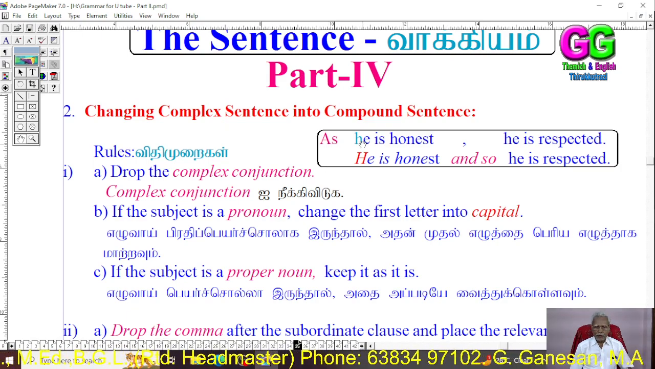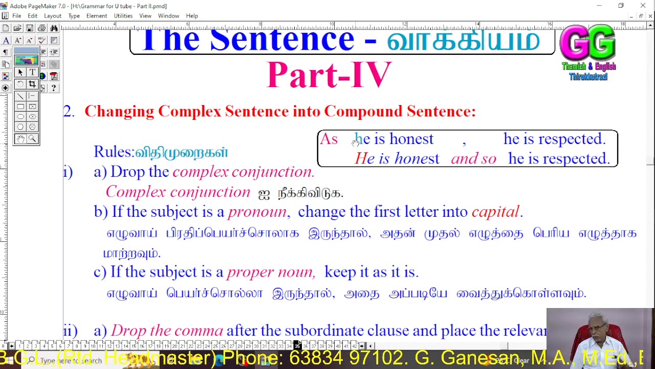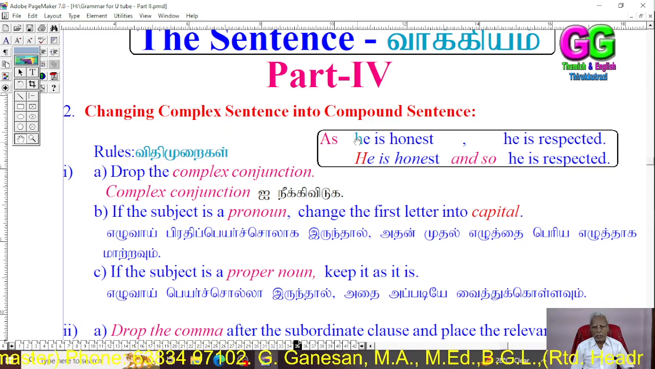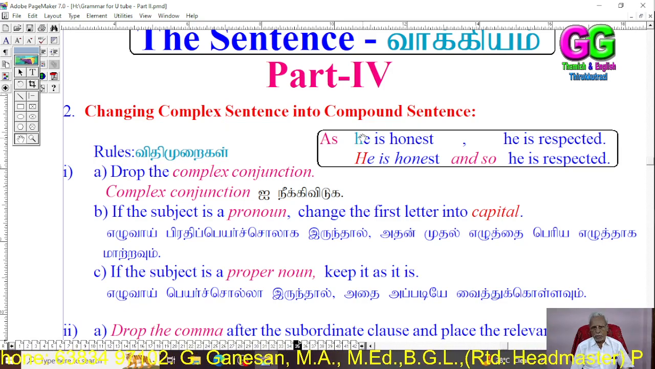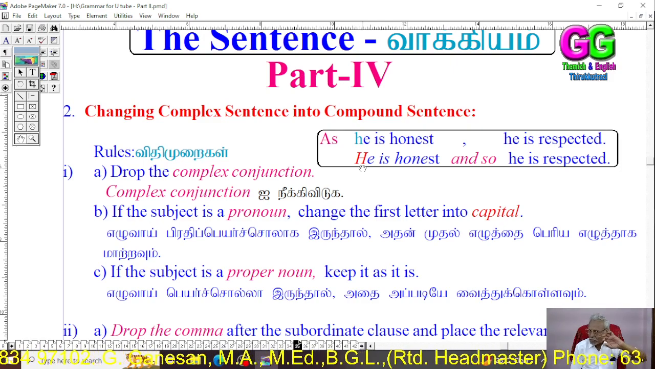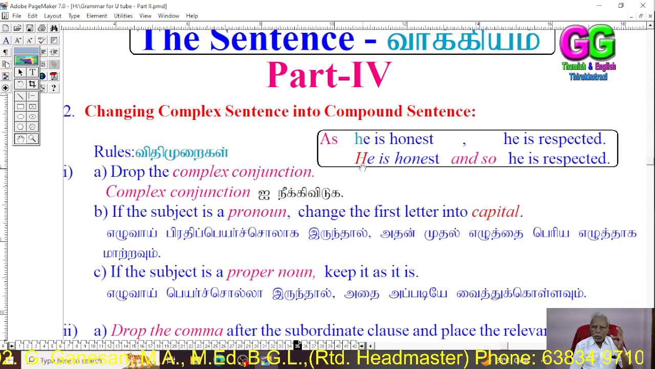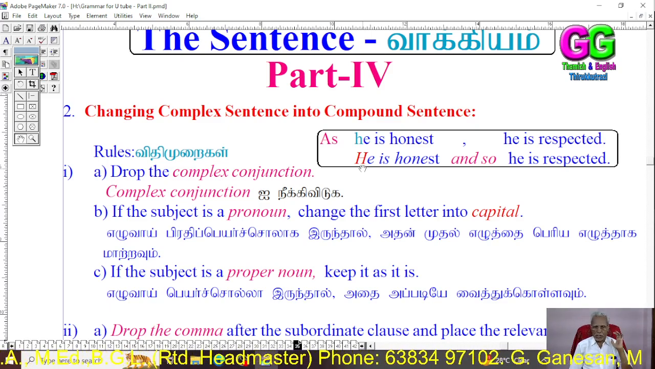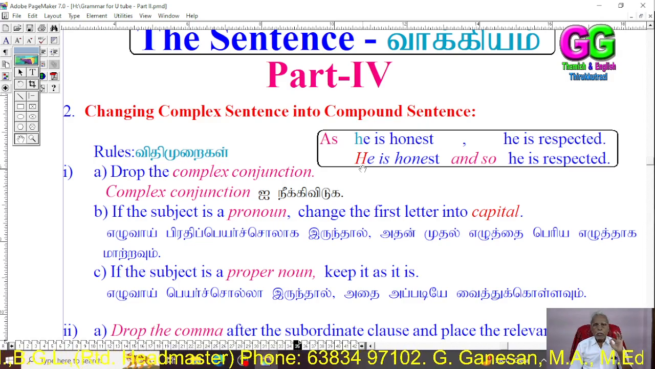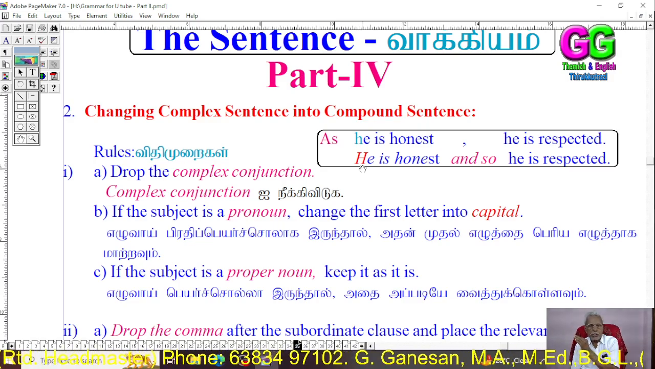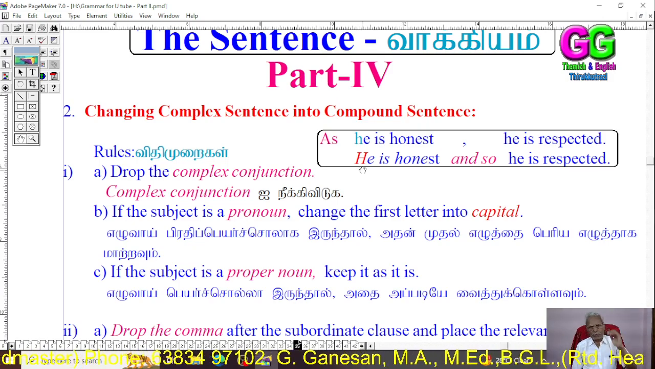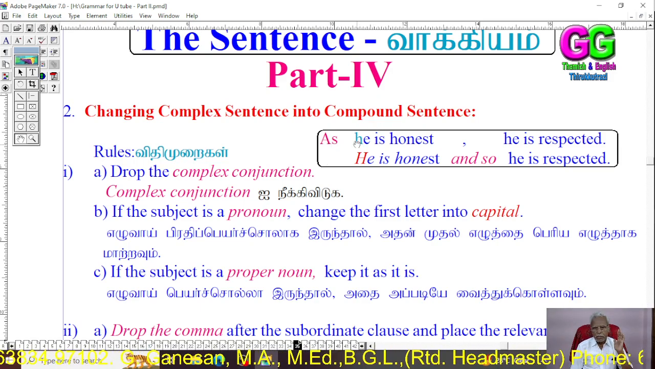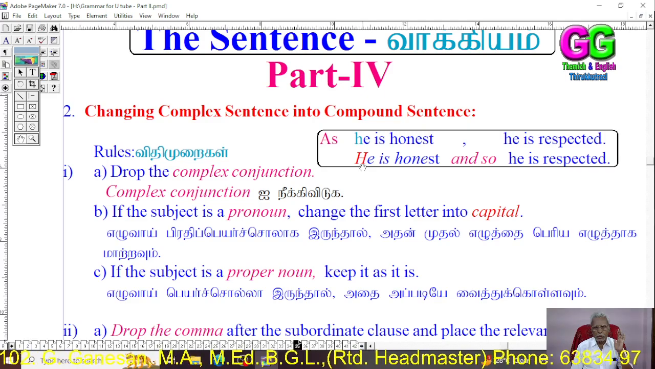Then, secondly, if the subject of the subordinate clause is a pronoun, change the first letter into capital. The pronoun he, we will change it into capital. Except I, we, you, he, she, it, they. For these 6 or 7 pronouns, the first letter should be changed into capital when it comes first. So, first, we have dropped as, then changed the first letter of the pronoun he into capital.